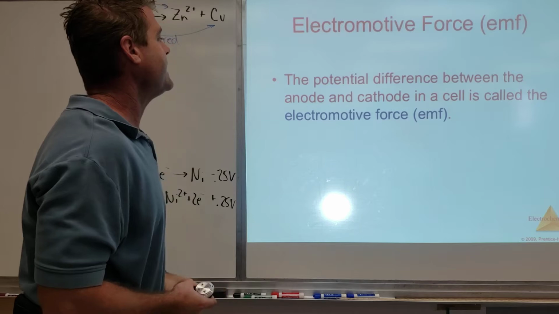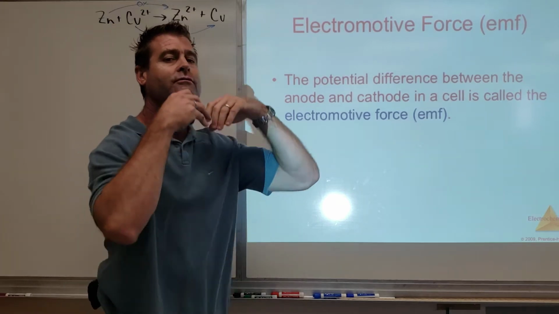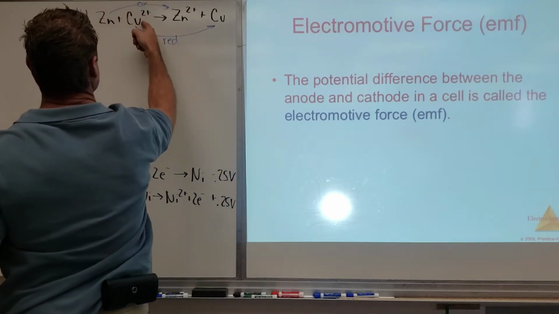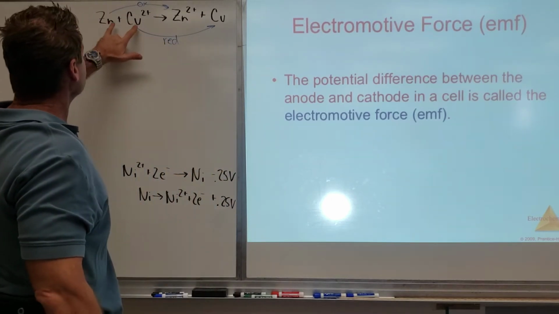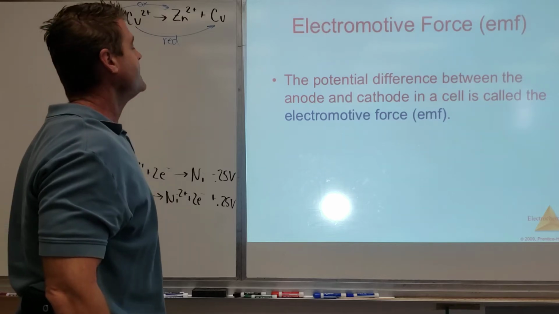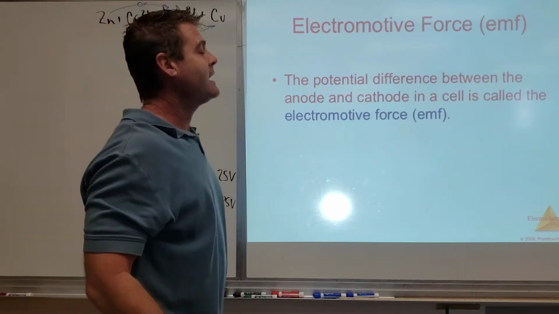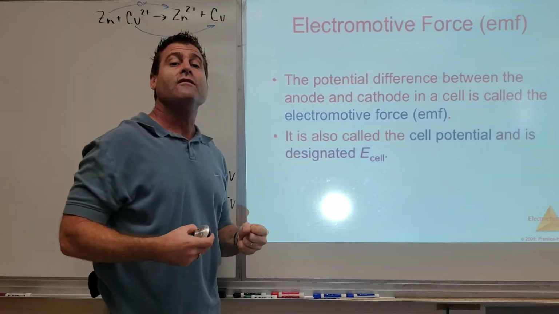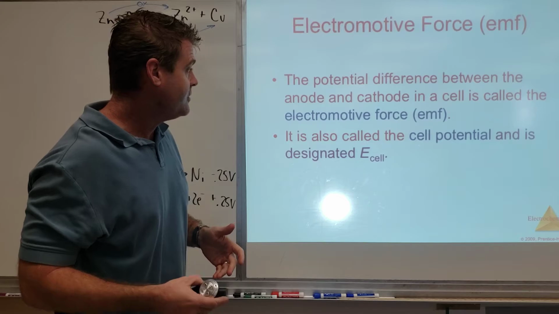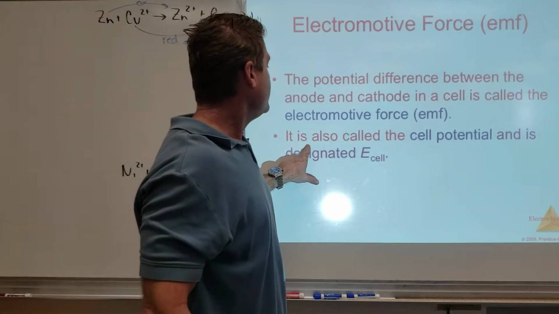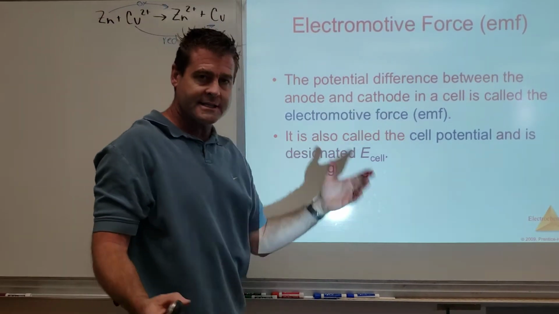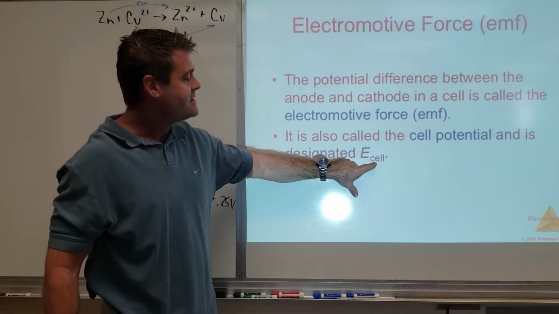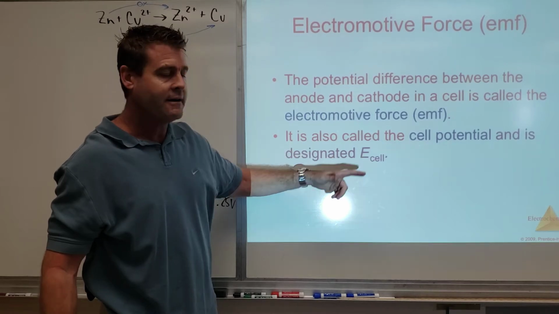The potential difference between the anode and cathode in the cell is called the electromotive force. So it's a force that's pulling the electrons, for example, from the zinc to the copper plus 2 ions. So basically we're looking at what is the difference in potential energy that causes those electrons to move. And the greater the difference, the greater the voltage, the greater the electromotive force, which is also called the cell potential. We designate cell potential as big E of the cell. So you're thinking like the potential energy of the cell.